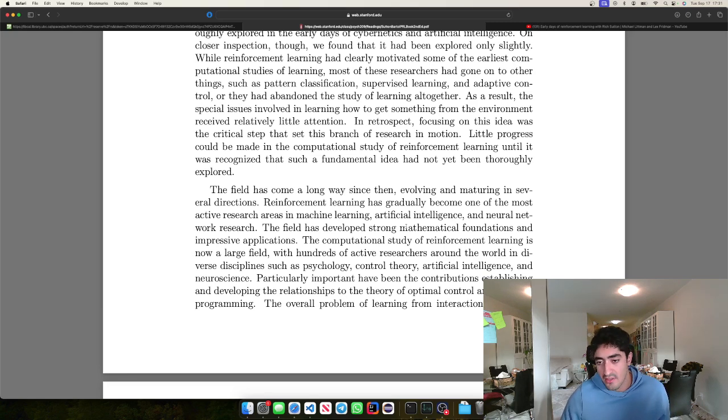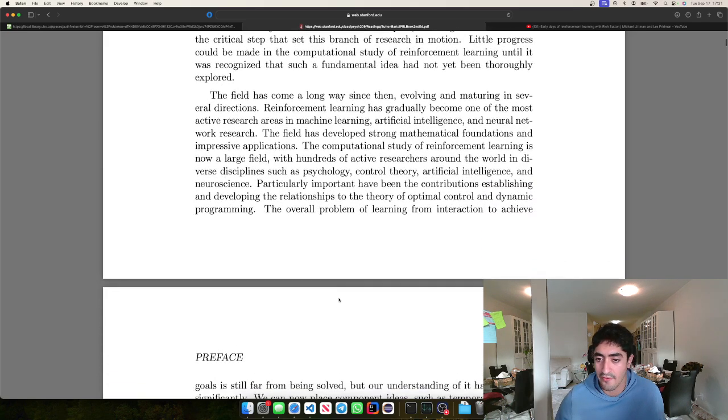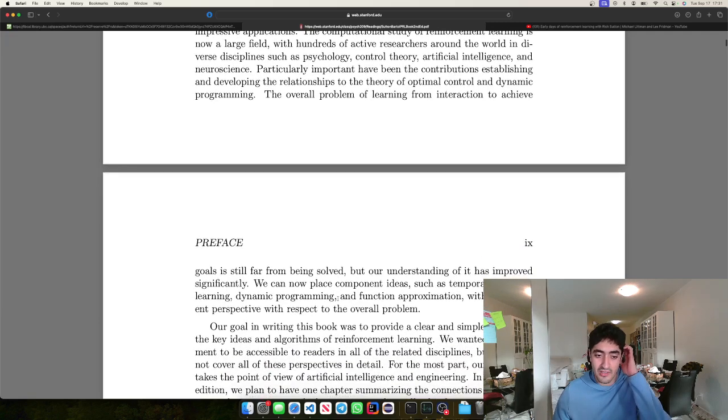The computational study of reinforcement learning is now a large field, with hundreds of active researchers around the world in diverse disciplines such as psychology, control theory, artificial intelligence, and neuroscience. Particularly important have been the contributions establishing and developing the relationships to the theory of optimal control and dynamic programming. The overall problem of learning from interaction to achieve goals is still far from being solved, but our understanding of it has improved.